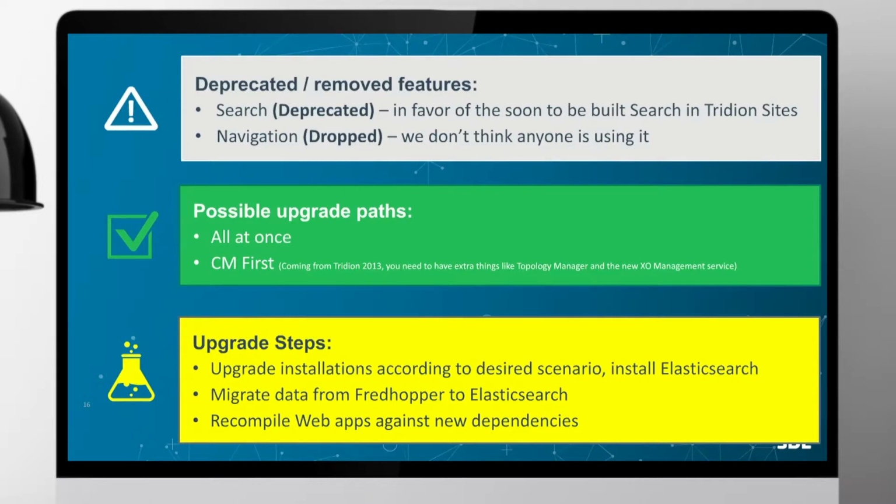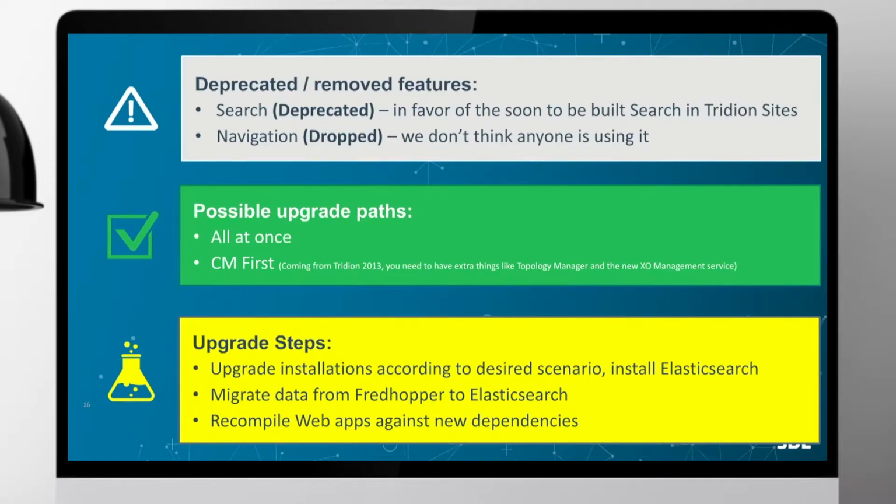So the second point, how would you upgrade? We basically support two different paths. The first one obviously is that you are in a greenfield scenario where you build out everything all at once and then you simply migrate data. So in a typical scenario like that, you would first set up all the base infrastructure and then upgrade your Tridion databases and then migrate data out of Fredhopper and into Elasticsearch.